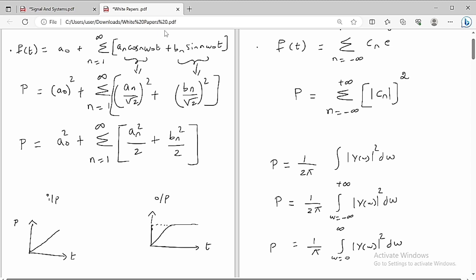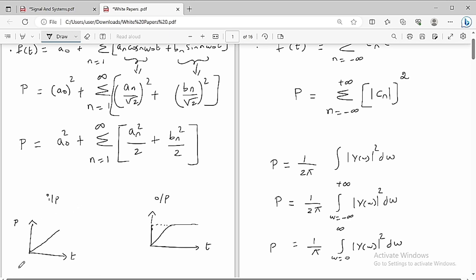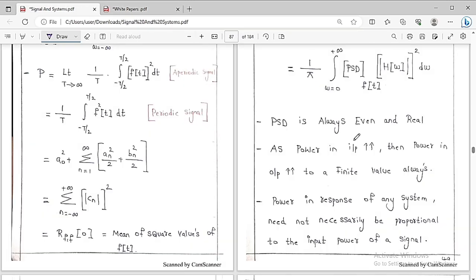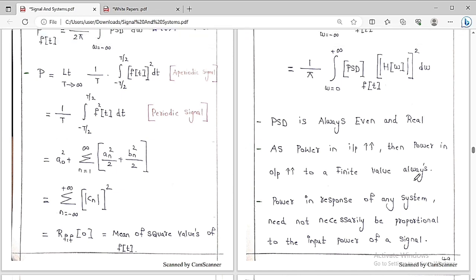So this is what I'm trying to tell you. As the input power increases, yes, the output power also increases, but after a certain time it becomes saturated. Even if the input power increases, the output power will remain saturated. Therefore, we can say, as the power in the input increases, the power in the output increases to a finite value always. It will reach saturation, meaning it will become a finite value.